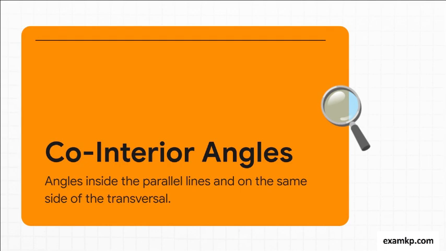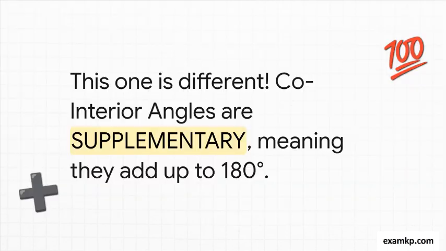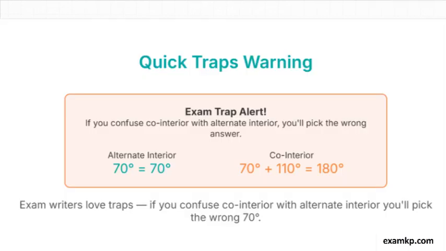Alright, our third and final key angle type is co-interior angles. Once again, interior means they are between the parallel lines. But this time, think co for company. They are together on the same side of that transversal. Okay, pay close attention here because this one's different. Co-interior angles are not equal. Instead, they are what we call supplementary, which is just a fancy way of saying they always add up to 180 degrees. So remember, co for company, they stick together on the same side and they add up to 180.